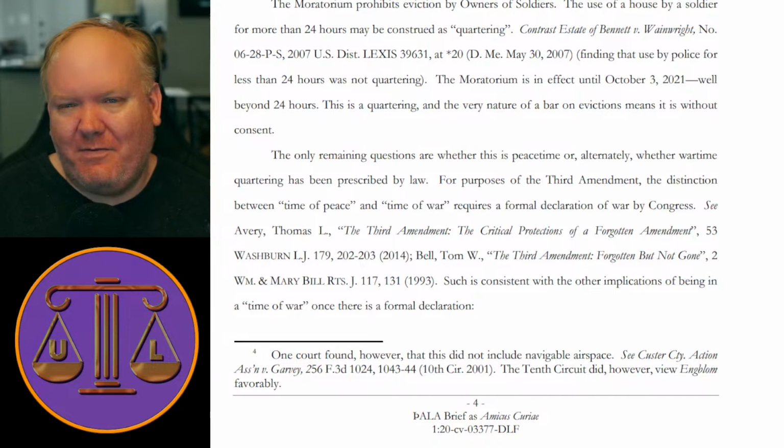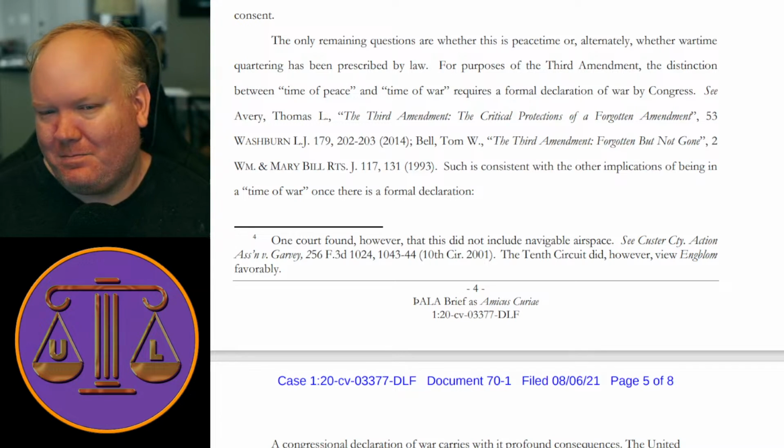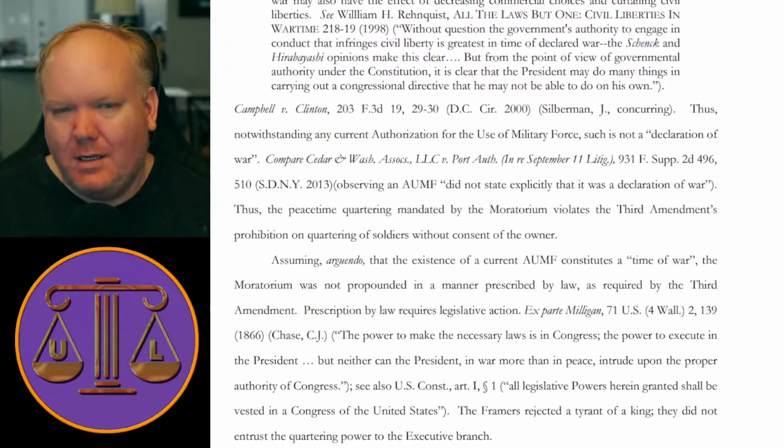The moratorium prohibits eviction by owners of soldiers. Okay. The only remaining questions are whether this is peacetime or whether wartime has been prescribed. And no. For the purpose of the Third Amendment, the distinction between time of peace and time of war requires a formal declaration of war, which, you know, there's nothing even close to that. Thus, notwithstanding any authorization for use of military force, such is not a declaration of war.